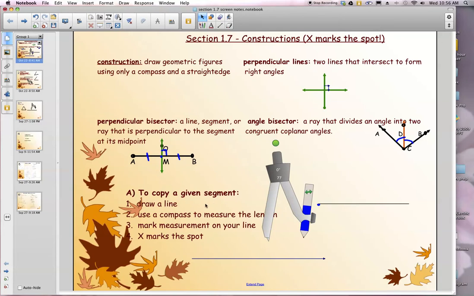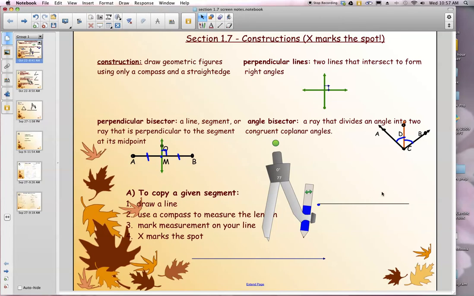What this will allow us to do is look at the characteristics of these things, of perpendicular lines, angle bisectors, perpendicular bisectors, segments, angles in general. It will allow us to look at the characteristics and what they do for us without worrying about being exact using protractors and rulers. Okay, so to copy a given segment, the steps are right here.